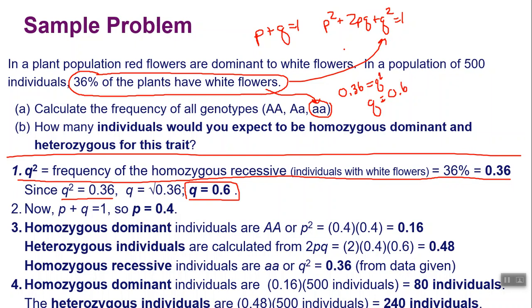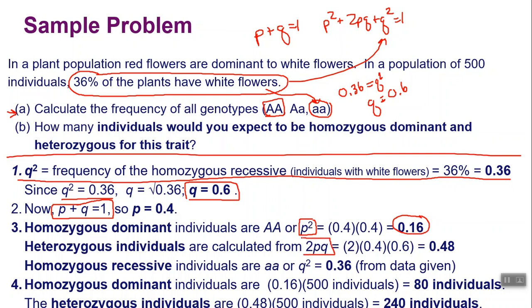All right, so we started with Q squared. We've solved for Q. Well, now you can plug and chug. You know P plus Q equals 1, so P must be 0.4. All right, now we can answer A. How many individuals are homozygous dominant? Capital A, capital A. Well, the frequency of the dominant allele is 0.4. And if you have two of those alleles, you're going to multiply those together. We're asking for P squared, right? So 0.4 squared, 0.4 times 0.4 is 0.16. 16% of your individuals are homozygous dominant.